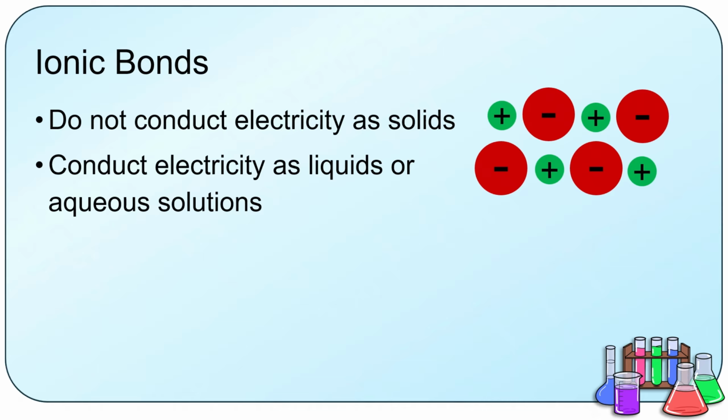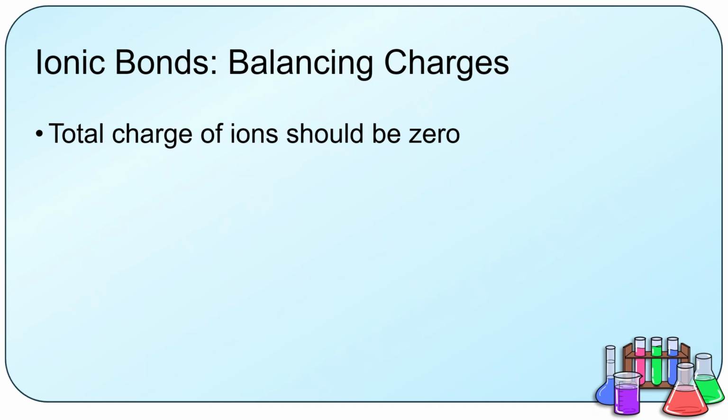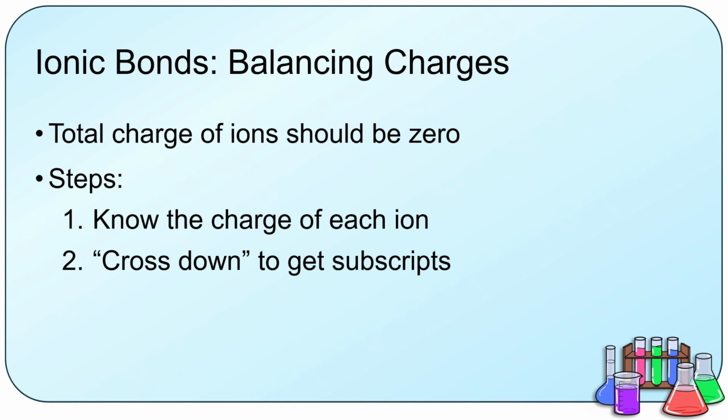A skill you'll often need for ionic compounds is writing their chemical formulas, and that's when you have to balance their charges. You have to make sure the total charge of the positive and negative ions is 0. This is a simple process. You just have to know the charges and cross down to get the subscripts.